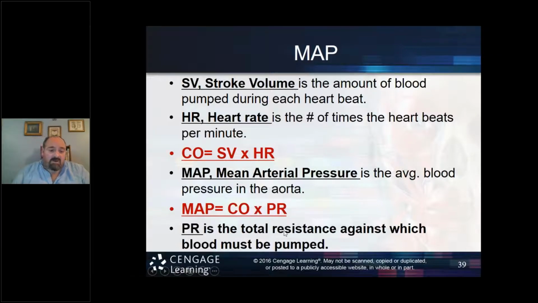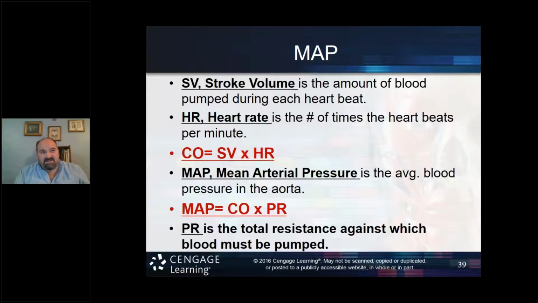The PR, which is peripheral resistance, is the total resistance against which blood must be pumped. And know that as the blood goes from the chambers to the blood vessels, it's the resistance provided by those blood vessels that will create more of an issue as far as having to push through.